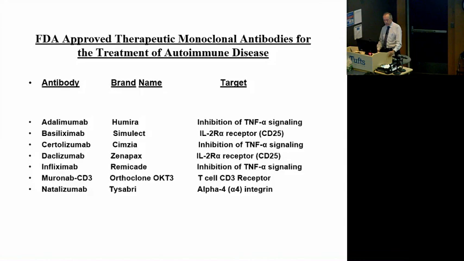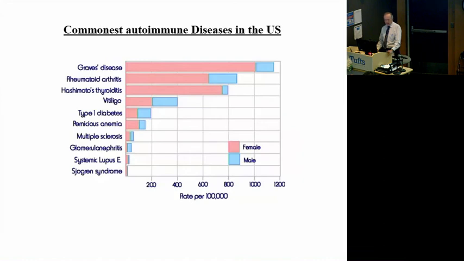You don't have to know this. This was from last year, a list of therapeutic monoclonal antibodies for the treatment of autoimmune disease. The commonest is the top one, which inhibits TNF activation for rheumatoid arthritis, for Crohn's, and so on. You don't have to know this, guys. You could glance at it. And then here, you don't have to know this.